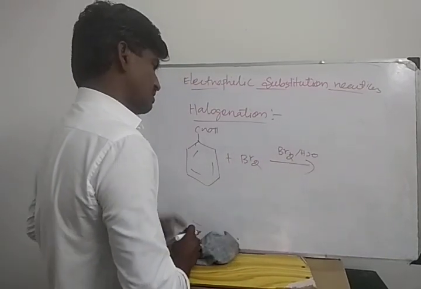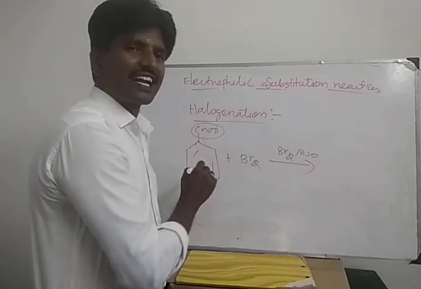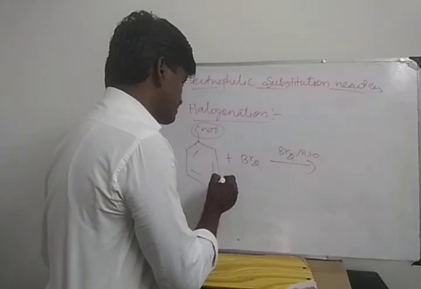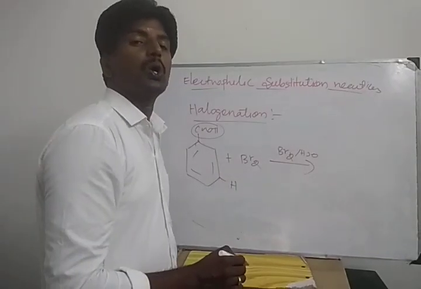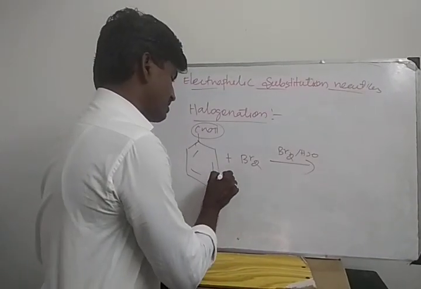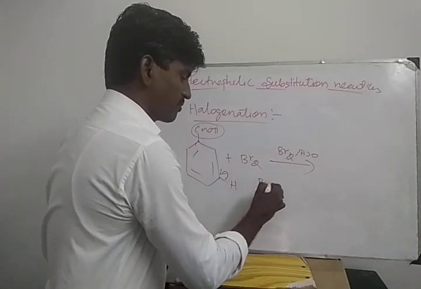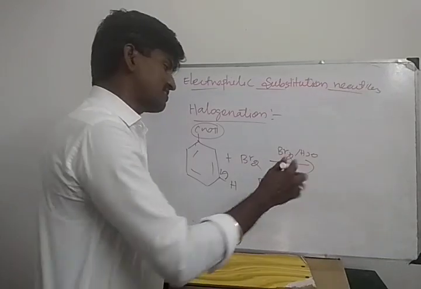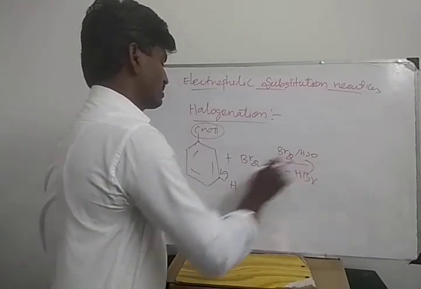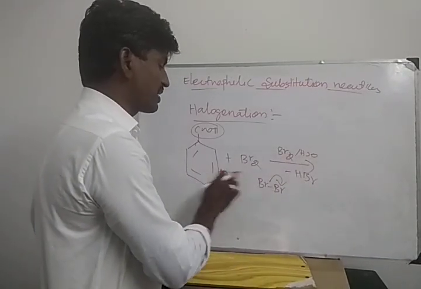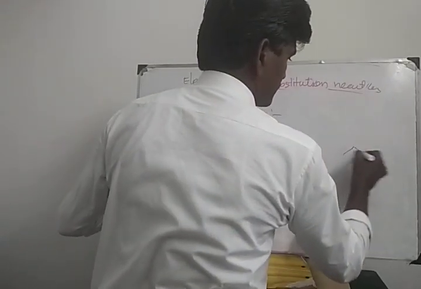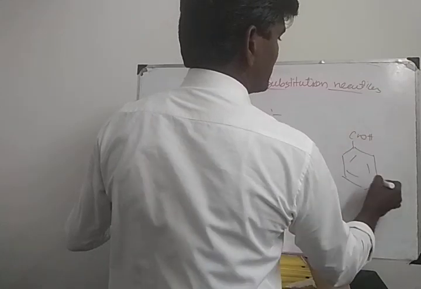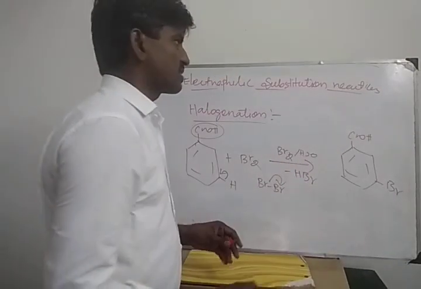Next, this is a meta-directing group. COOH group is a meta-directing group. So the chemical reaction takes place in the meta position. So I would like to show the hydrogen atom in the meta position. So H plus, Br minus, Br plus. This H plus combines with Br minus, HBr is removed. Here the phenyl carbon charge is minus, and this bromine charge is plus. You can get meta-bromobenzoic acid. This is what electrophilic substitution reaction.